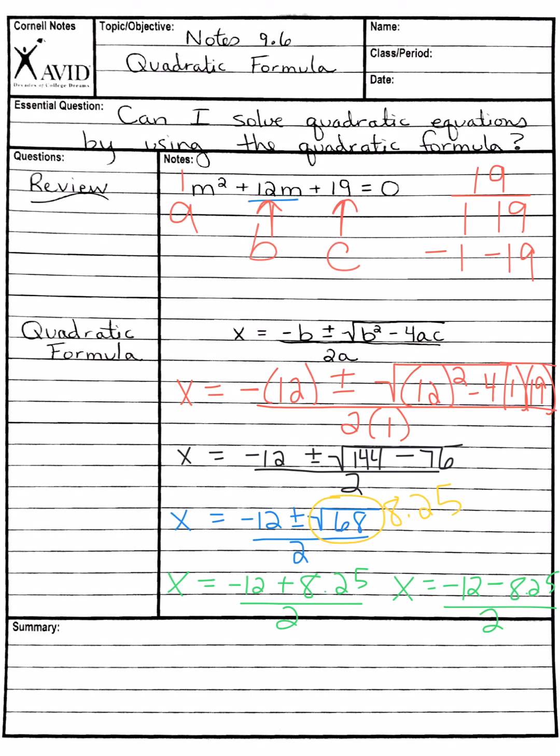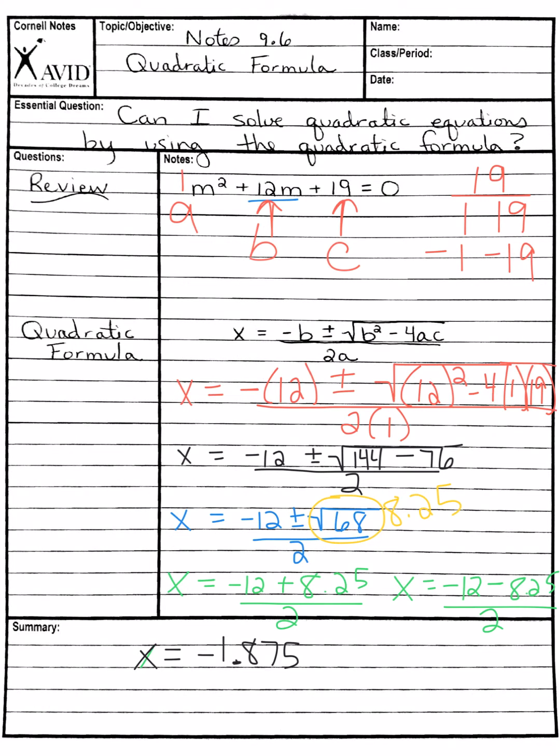So if I take negative 12 plus 8.25 and hit enter and divide that by 2, I get one of my answers as x equals a negative 1.875.